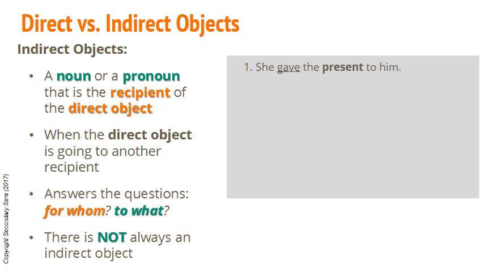She gave the present to him. I'm going to ask, whom did she give it to? She gave the present to him. Him is our indirect object. He took us places. Us is my direct object. But again, I cannot ask for whom or to what. So therefore, we do not have an indirect object in this sentence.